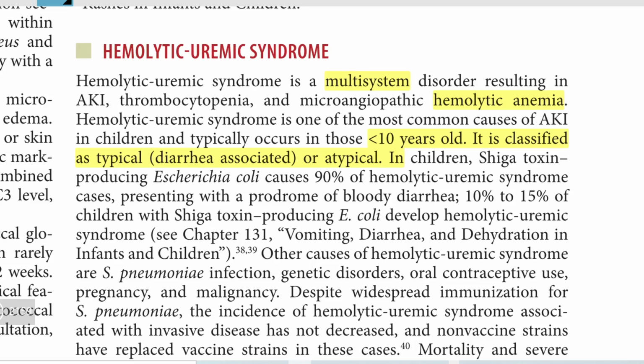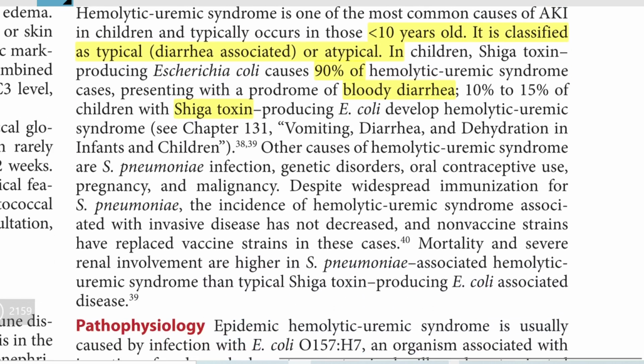In children, Shiga toxin producing E. coli causes 90% of hemolytic uremic syndrome, presenting with a prodrome of bloody diarrhea. And 10 to 15% of patients with Shiga toxin producing E. coli may develop hemolytic uremic syndrome. Other causes of hemolytic uremic syndrome are strep pneumonia infection, genetic disorders, oral contraceptives, pregnancy, and malignancy.